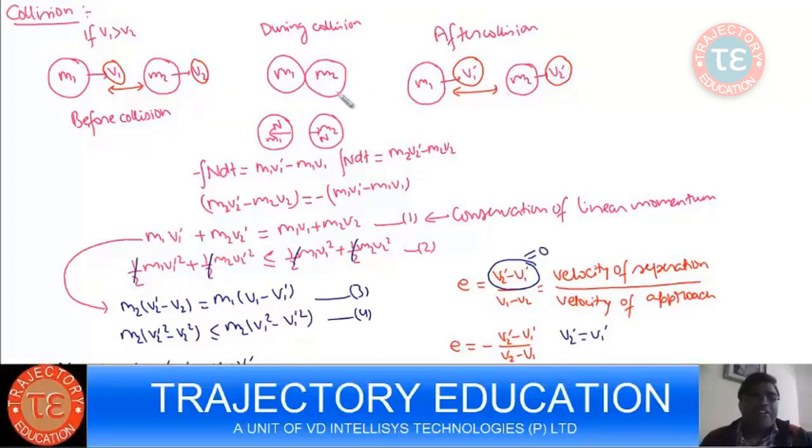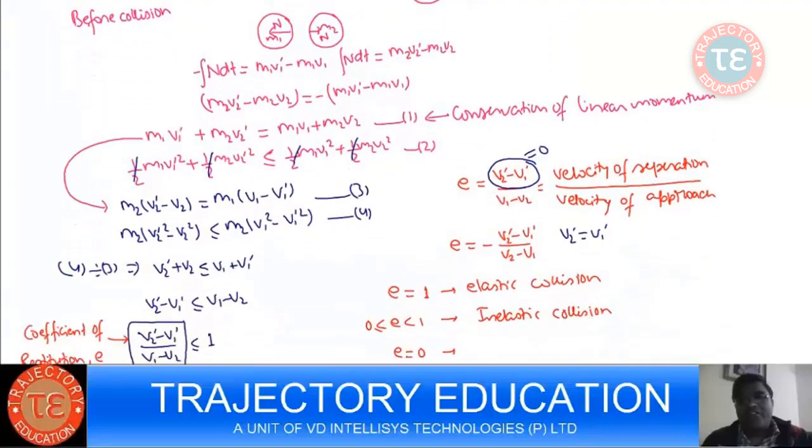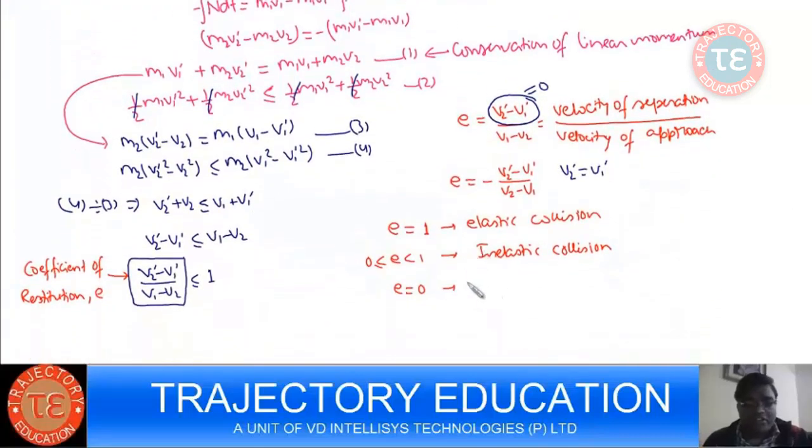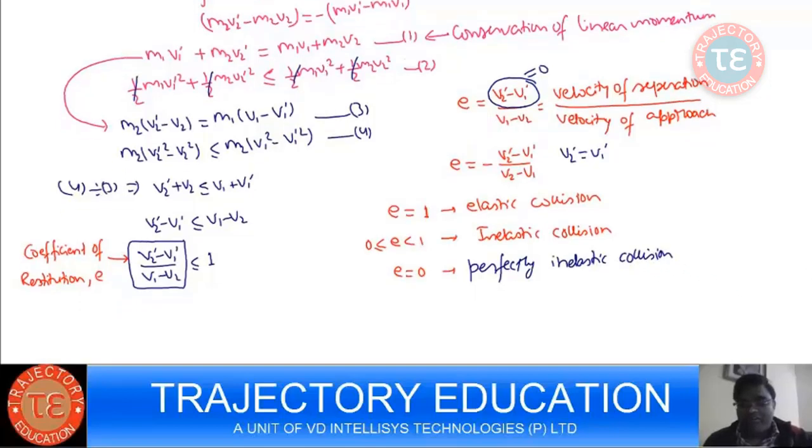Some people call it sticking to each other. Actually, they do not stick to each other. They remain together. There is no gum sticking them together. Since the velocity after collision remains the same, they are not getting separated. They remain together, and that's called perfectly inelastic collision. We call it perfectly inelastic collision.